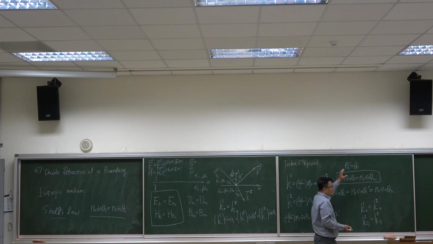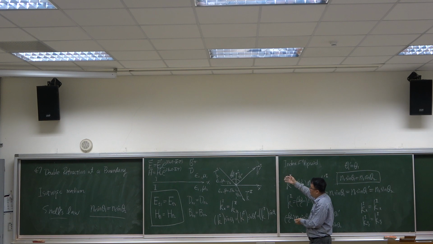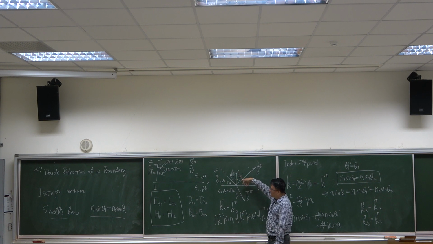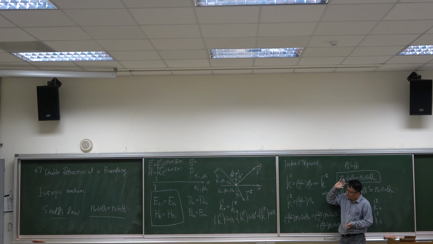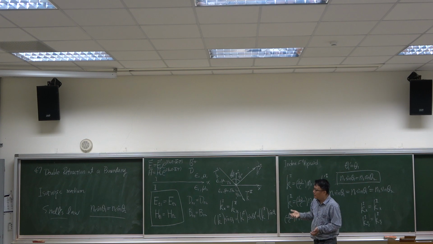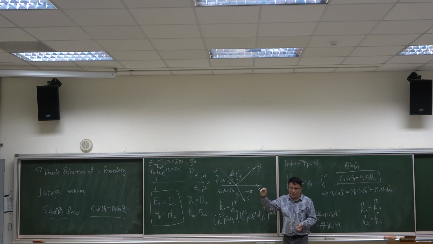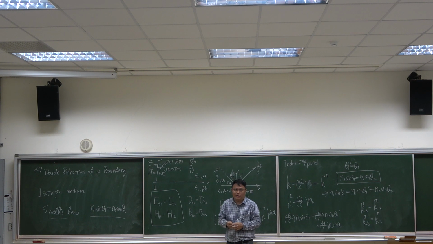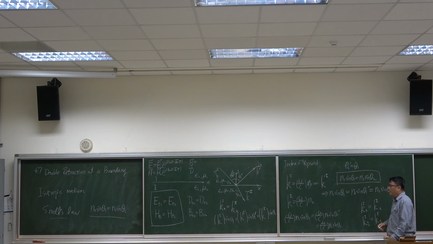So Snell's law can be derived just from the phase connection condition. Since this derivation has nothing to do with the so-called transverse character of the electromagnetic wave, for acoustic waves we can also have Snell's law. Acoustic waves also have Snell's law. So how to understand the Snell's law of acoustic waves?